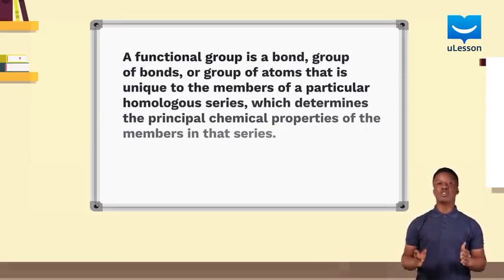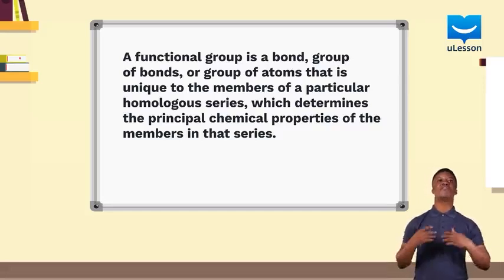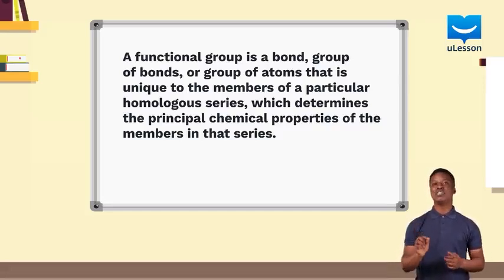Now, a functional group is a bond, group of bonds, or group of atoms that is unique to the members of a particular homologous series, which determines the principal chemical properties of the members in that series. Basically, what I have said is that functional groups are certain groups or bonds that tell us the family that a particular organic compound belongs to.